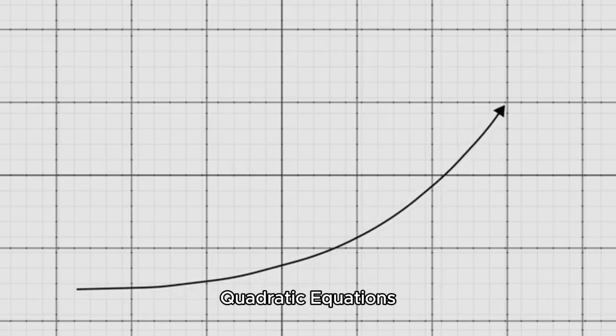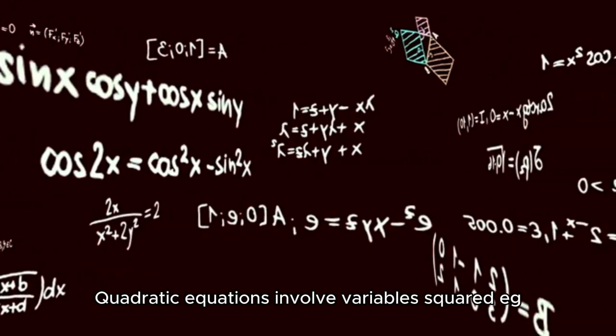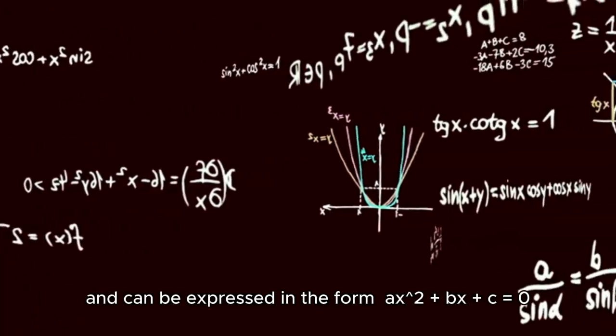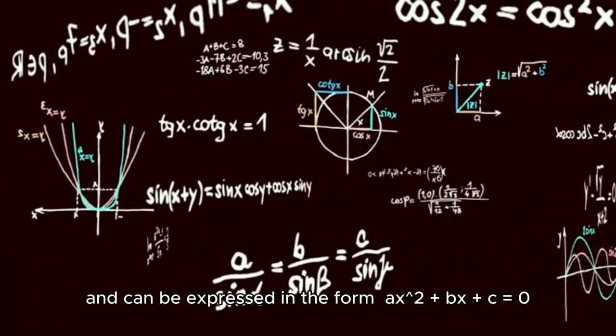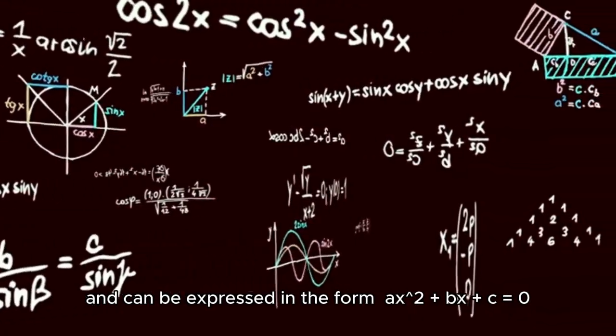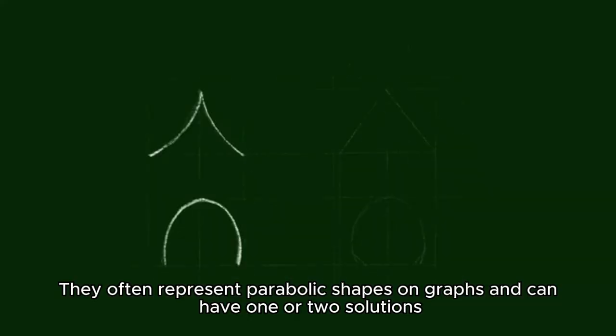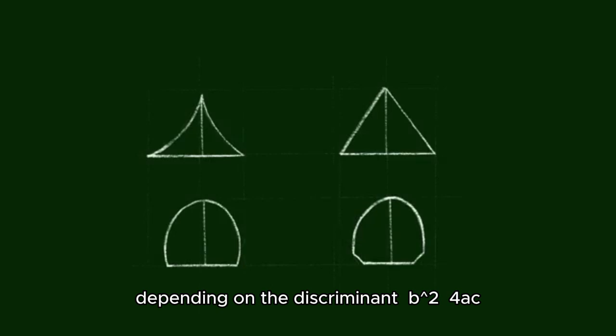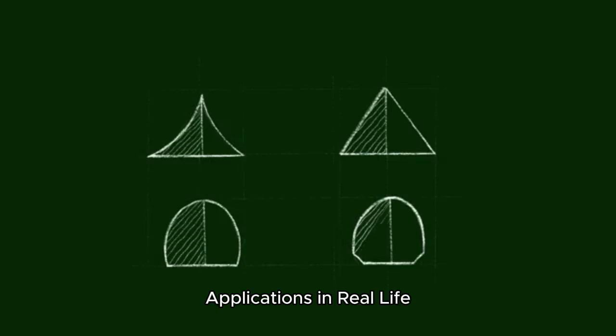the y-axis. Quadratic equations. Quadratic equations involve variables squared, for example x squared, and can be expressed in the form ax squared plus bx plus c equals 0. They often represent parabolic shapes on graphs and can have one or two solutions, depending on the discriminant b squared minus 4ac.